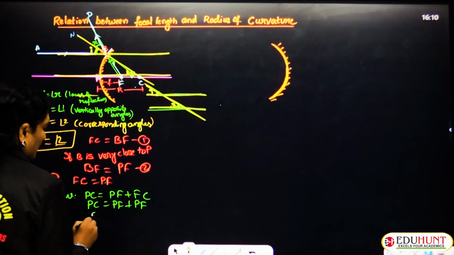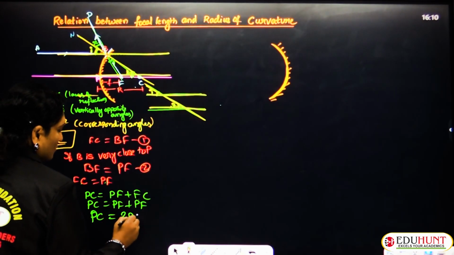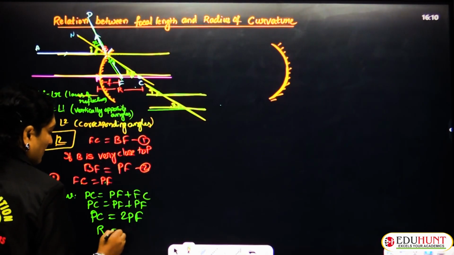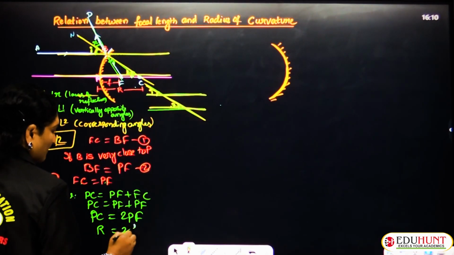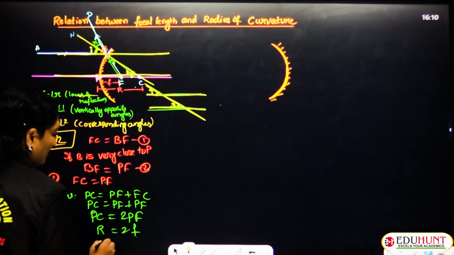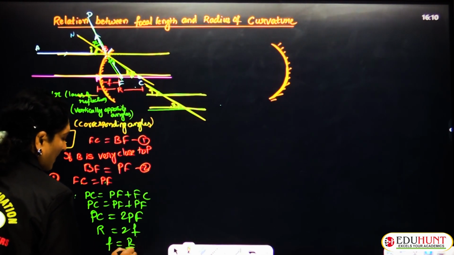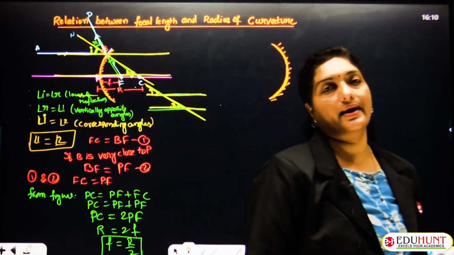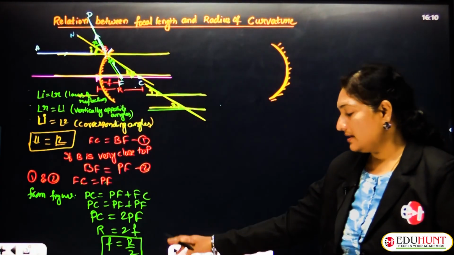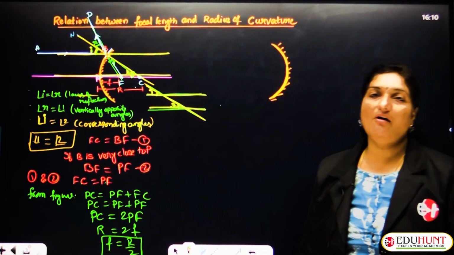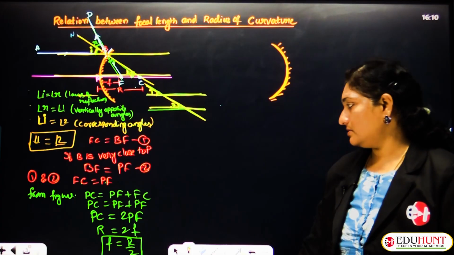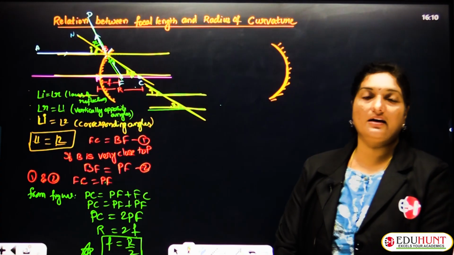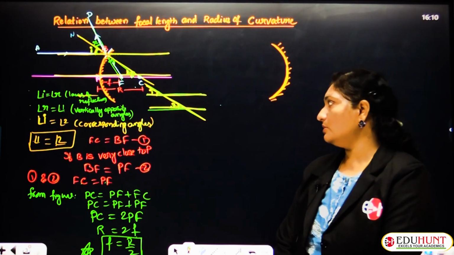Let me write it once again. PC is equal to 2PF. P to C we indicate with the letter R, and P to F we represent with F. So hence F is equal to R by 2. So the relation between the focal length and radius of curvature is that focal length is equal to half of the radius of curvature. So this is an important relation, children. The relation between focal length and radius of curvature is F is equal to R by 2.